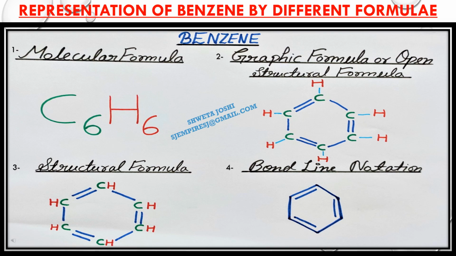Third one is structural formula. In a structural formula, we are only going to show bonds between carbon-carbon atoms. We are not going to show bonds between carbon-hydrogen atoms. And in bond line notation, we are not going to make any atom. We are simply going to make bond lines. Single line for a single bond and 2 parallel lines for double bonds.